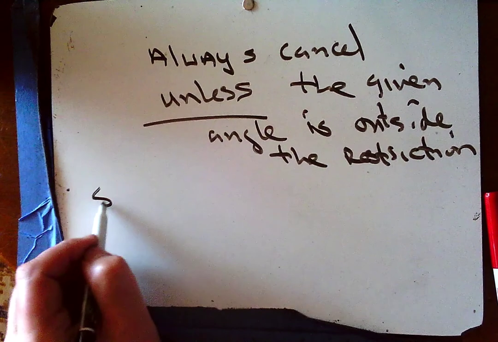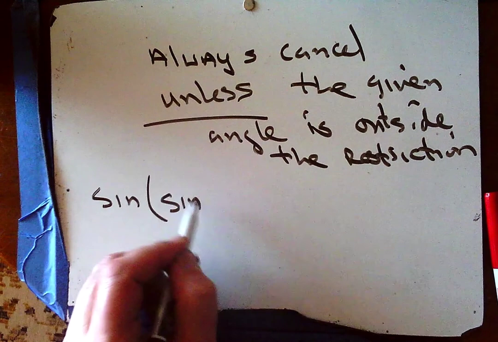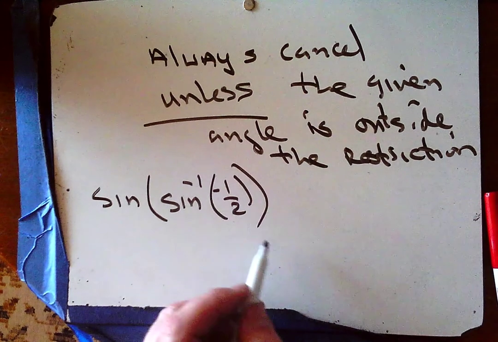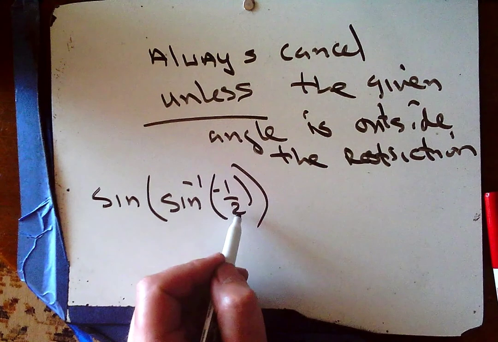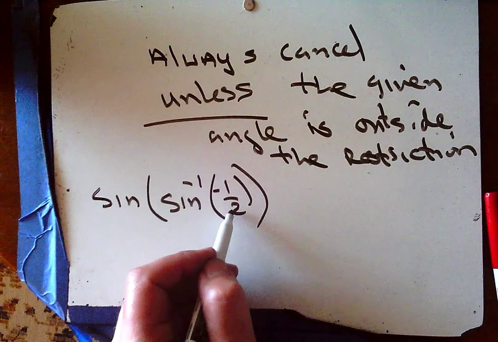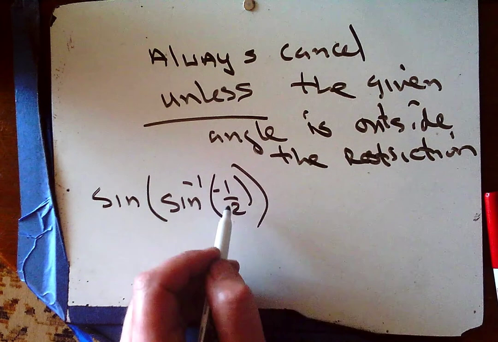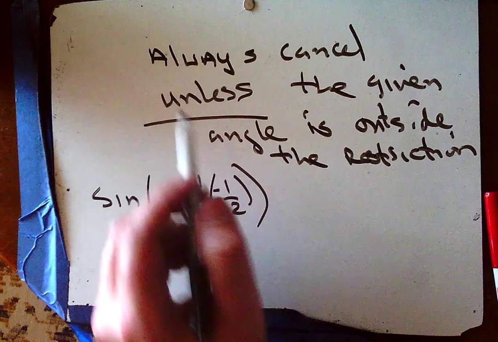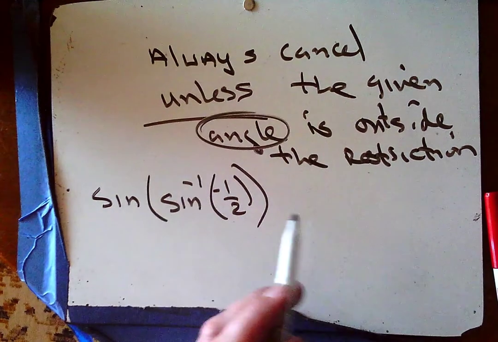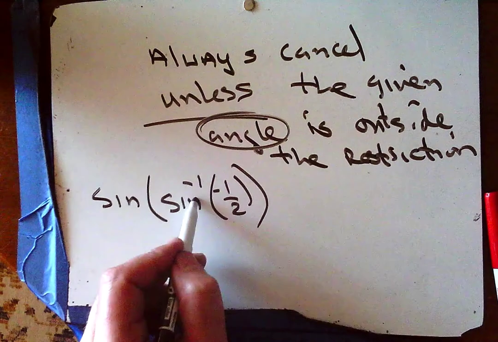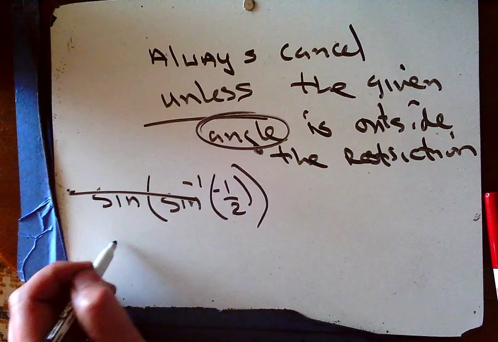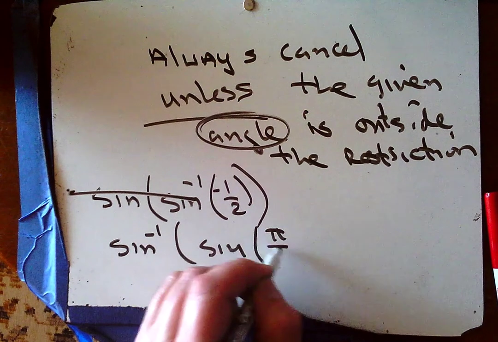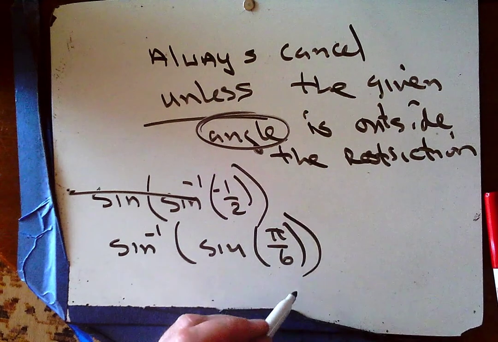So if I have a problem like sine of sine inverse of negative 1/2, then this isn't an angle, because what I plug into an inverse trig function is an x or a y value or a tangent value. This is not an angle. And it's only if the given angle is outside the restriction. So those can cancel. It's this situation where I'm given an angle where I have to be really careful.